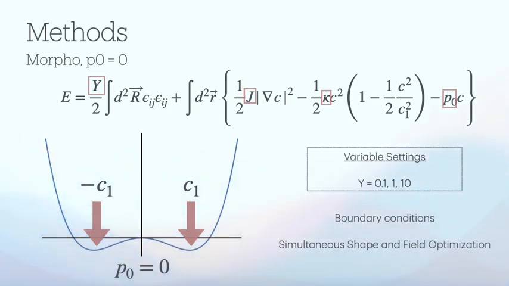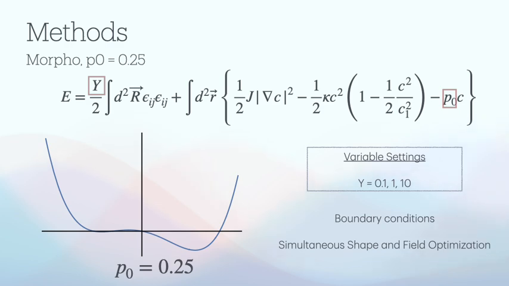Without a swelling pressure, we have the same energy cost for both of the energy basins, negative C1 and C1, so our curve will be symmetric, as shown in the plot below. When we have some non-zero swelling pressure, our curve will not be symmetric anymore, but will instead have one energy basin that is higher than the other, as shown below. Here, our swelling pressure specifically is P0 equal to 0.25.